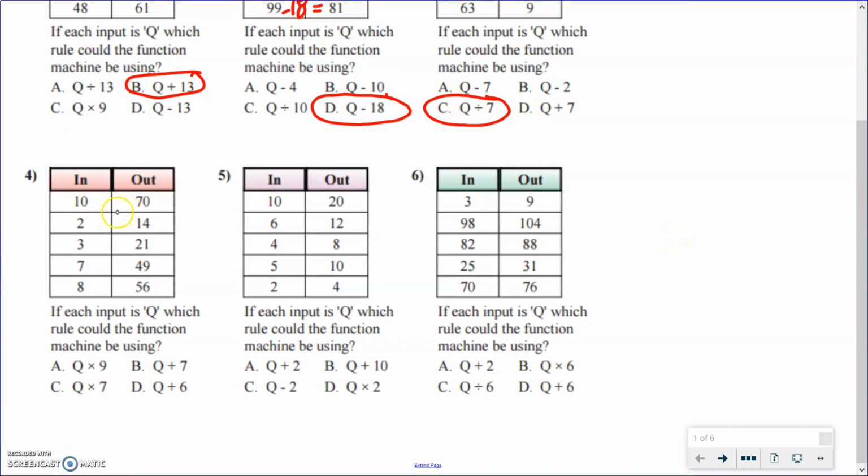Okay, this one, oh, we're getting quite a bit bigger here, from 10 to 70 on number 4. And then 2 to 14 and 3 to 21. Oh, I'm already noticing this looks like I'm doing times 7 and times 7 and times 7. And that works for those, and it works for all of them. So this answer here is Q times 7. Pause the video if you can and try these next two.